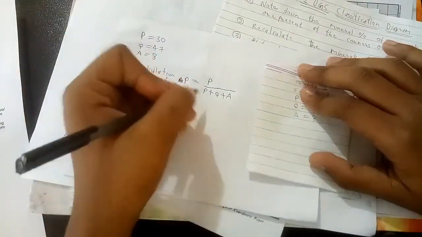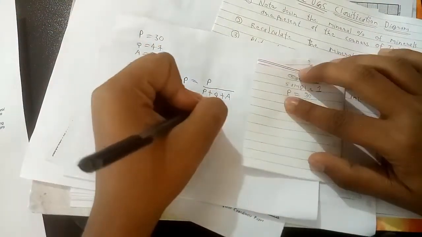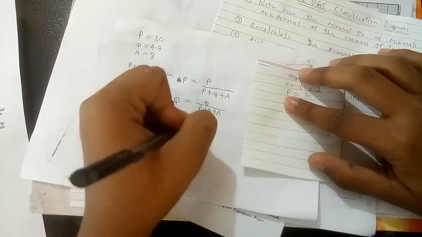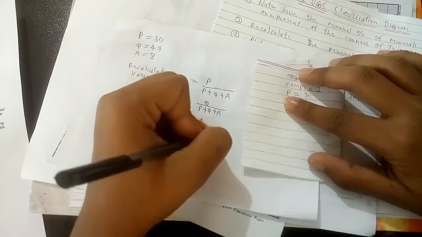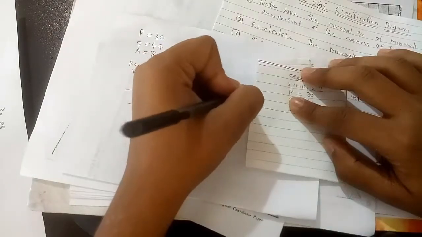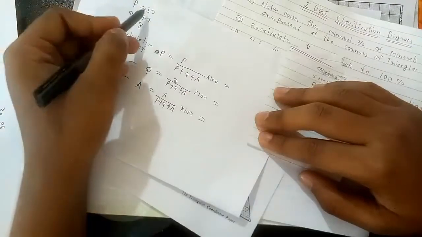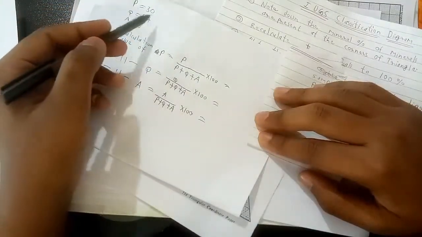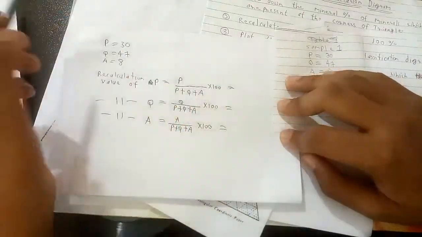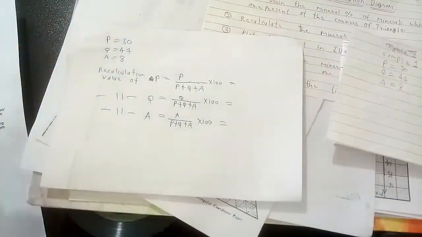So just now I have taken the main values. Before, I told you the basics with an example of how to calculate. So here Q upon P plus Q plus A, and A upon P plus Q plus A, into 100. Whatever values we get, we put them in these formulas, and we will get our recalculation of each value to 100%. I will pause the video and recalculate it.